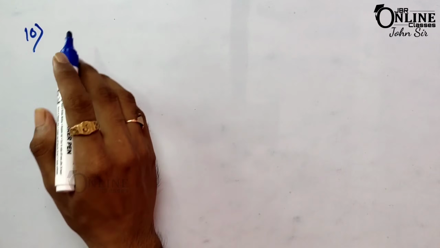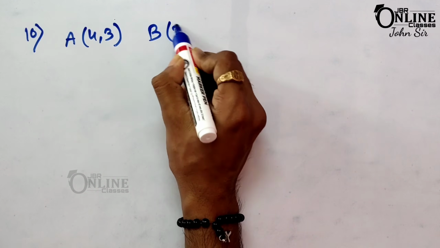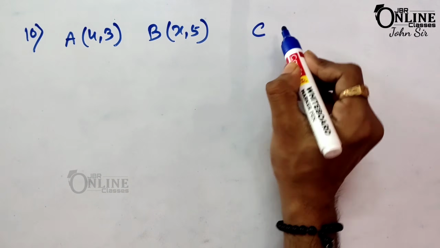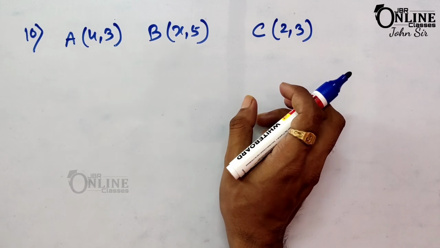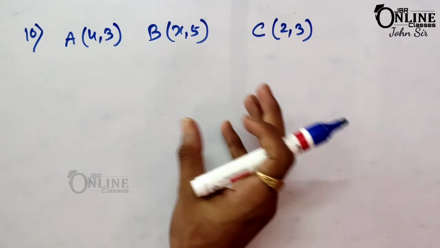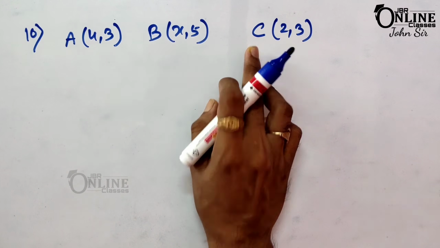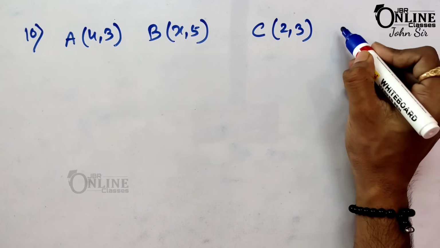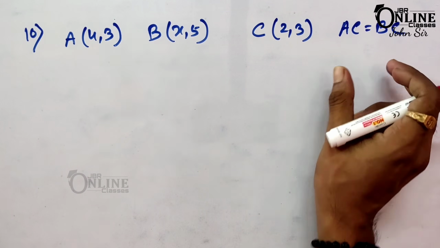Now sum number 10. If the points A, here A equal to 4, 3 and B equal to x, 5 are the 2 points on a circle with the center, so here C equal to center. Okay, find the value of x. Now as you know, if C is the center and A, B are the 2 points on the circumference of the circle, then AC will be the radius and BC will be the radius in the same circle. That means here you can write AC equal to BC, because both are the radius of the same circle.